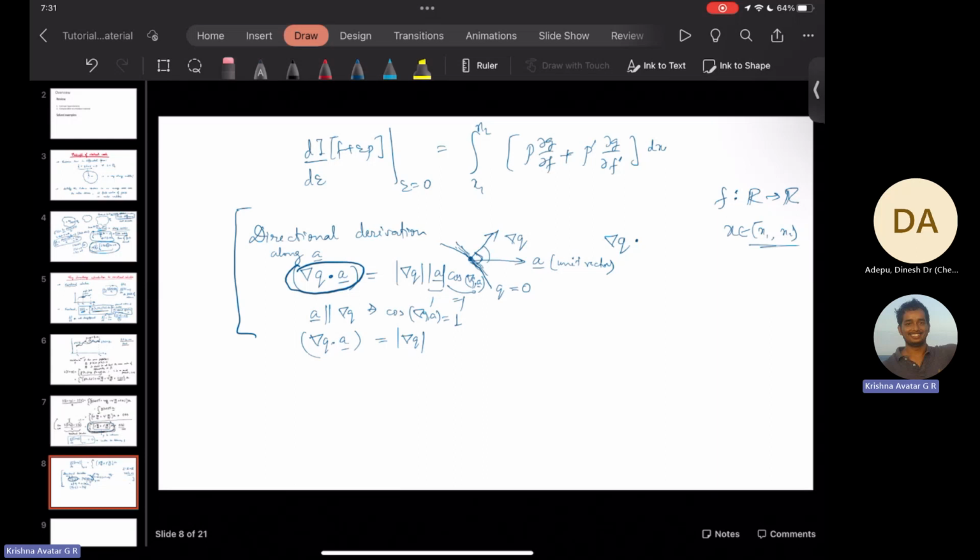So based on that, we are trying to understand the directional derivative here. How should we write this? We can write grad of q, which in this case just happens to be an inner product, and this gives us the directional derivative of q along a. This is how we read or interpret this particular thing here.